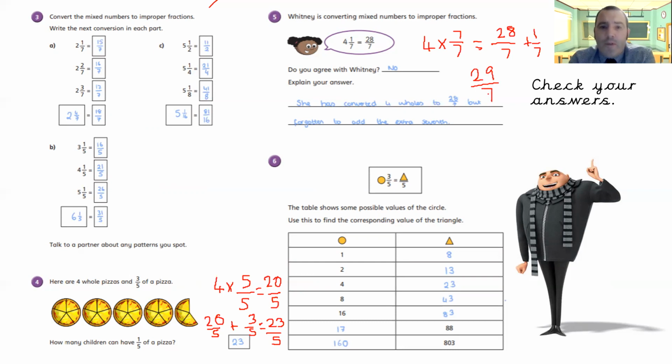Question 6. The table shows some possible values of the circle. Use this to find the corresponding value of the triangle. So we are just remembering that we're picking up the number of wholes. We're making an improper fraction. So we're doing this backwards and forwards. We're actually converting from an improper fraction back to a mixed number, and from a mixed number to an improper fraction. So it's a bit of practice of what we've learned for the last 2 lessons.